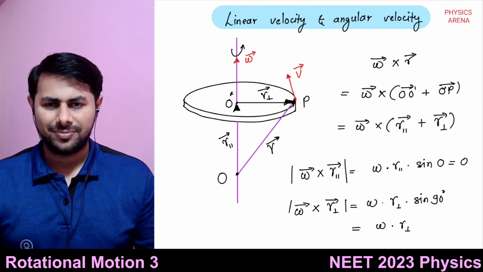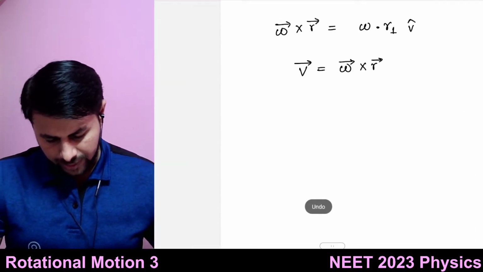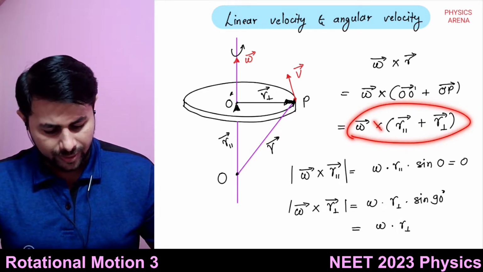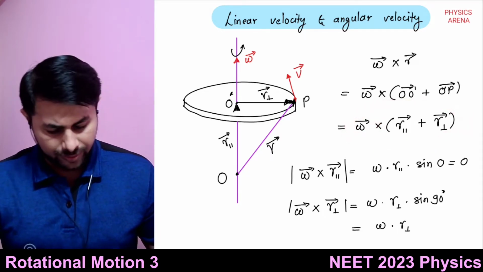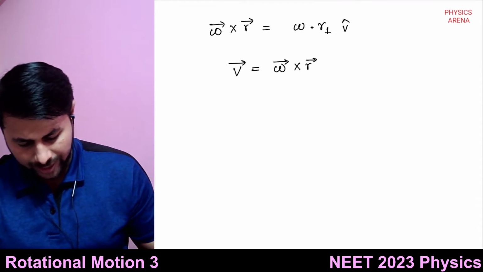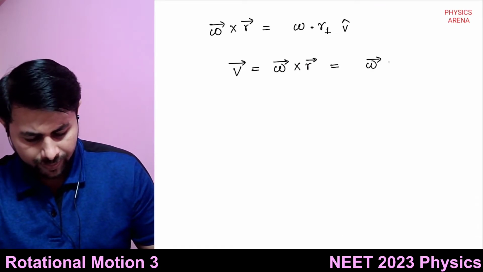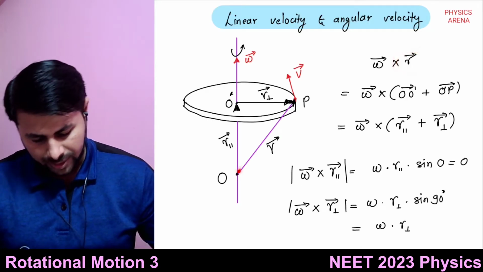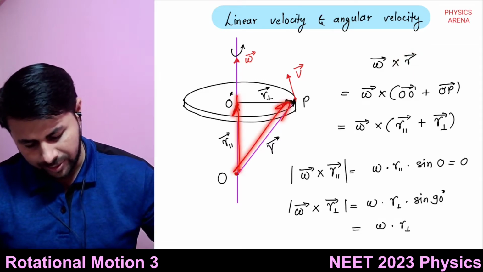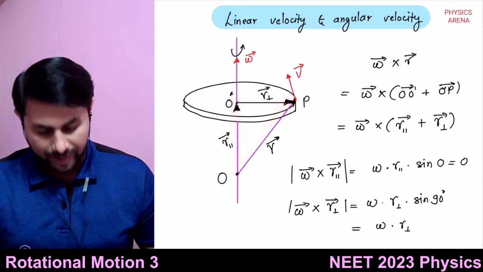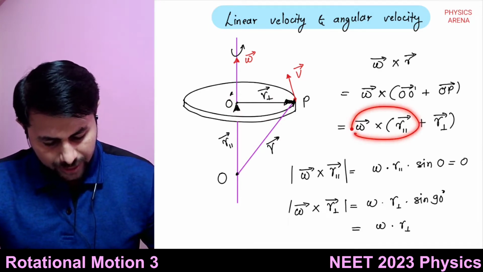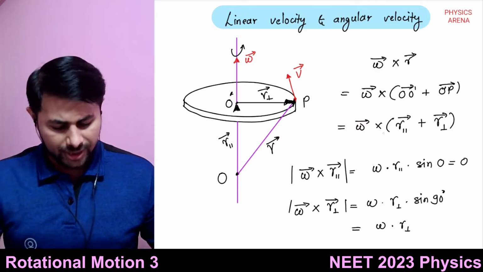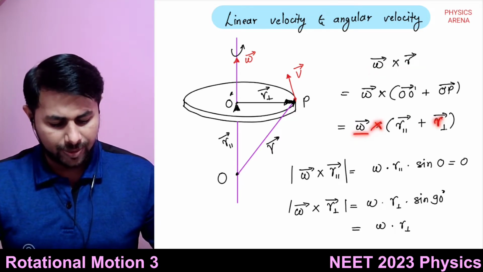Got it? Yes, no? You can see here that if we do this product, omega bar cross r bar, it is equivalent to omega bar cross r perpendicular bar. So r bar is equal to r parallel bar plus r perpendicular bar. So this first cross product is equal to 0. That means omega bar cross r bar is just equal to what? Omega bar cross r perpendicular bar.